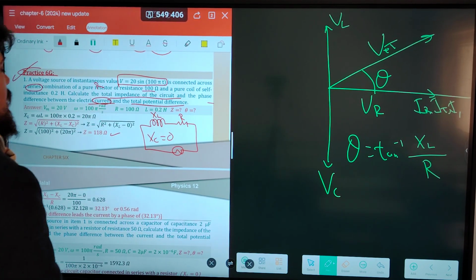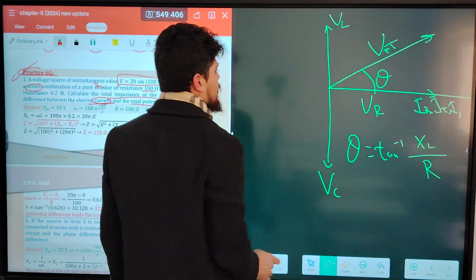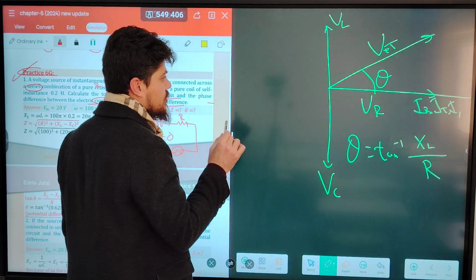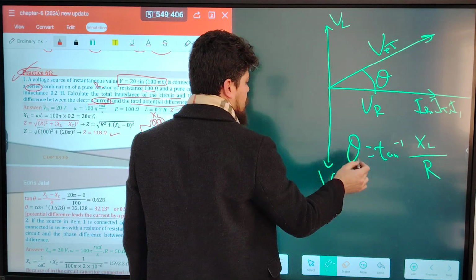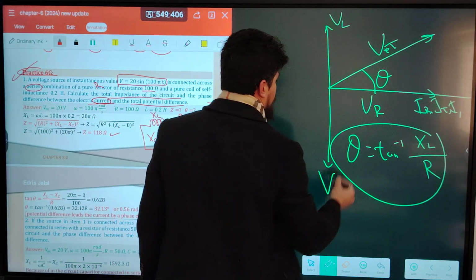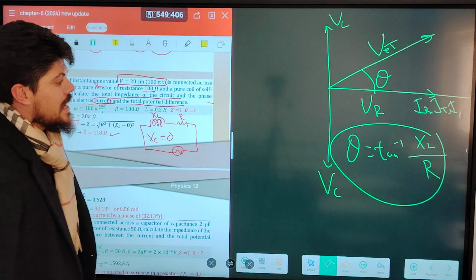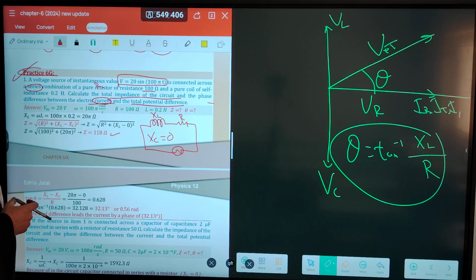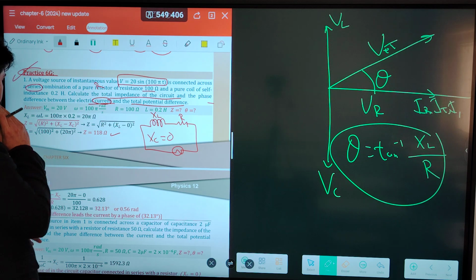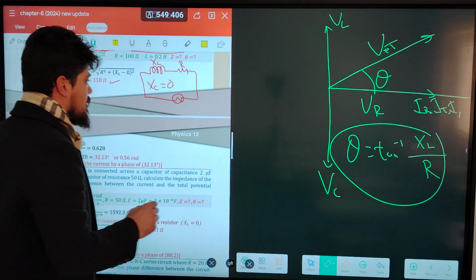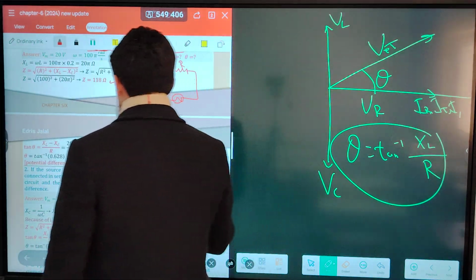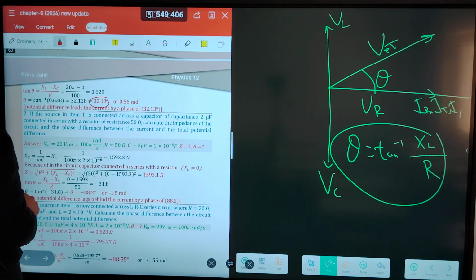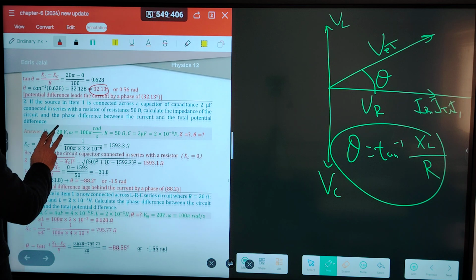Okay, guys, because we have only XL and resistance in this circuit, to find the phase difference between the total potential difference and the total current, we have to use this equation to determine this angle, which is equal to XL over R. We don't have XC because the circuit doesn't have a capacitance. And the final answer for theta is 32.13, and it is positive because we don't have XC.